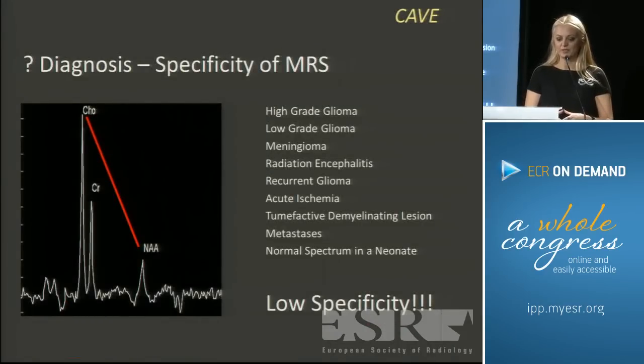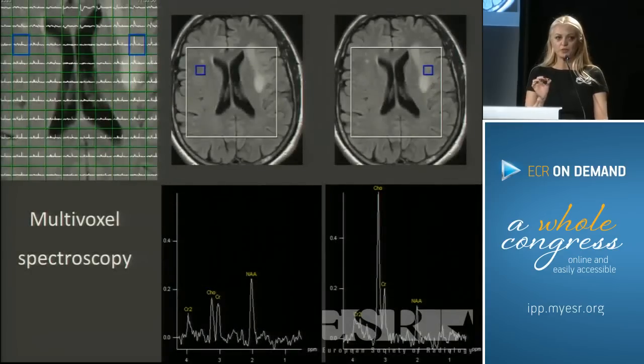And the problem is that this tumor angle, as I just described, is not only specific for brain tumors. It could be seen in neonates. It could even be seen in acute ischemia. So be very careful. That has a low specificity. That's why neuroradiologists do multivoxel spectroscopy.